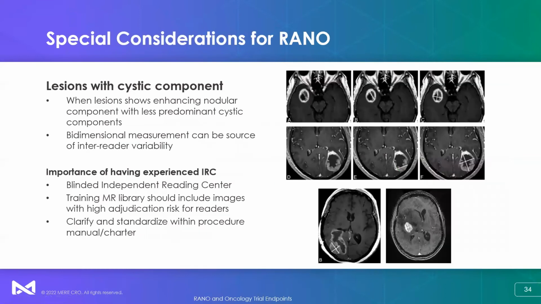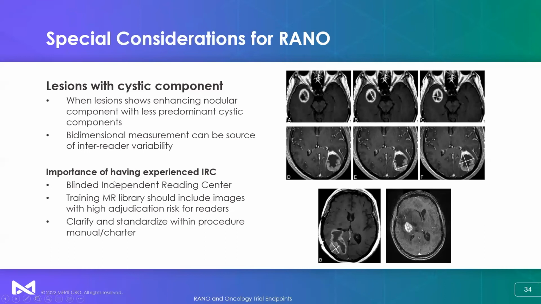Also, there's another consideration, such as a lesion with a cystic component. When the lesion shows an enhancing nodular component, and the cystic part is less predominant, there could be a controversy about how to place the bidimensional measurement, like whether it should be only the enhancing portions, or whether the less predominant cystic components can possibly be included. And those can be one of the big sources of inter-reader variability. This part is not really guided by RANO on how to resolve.